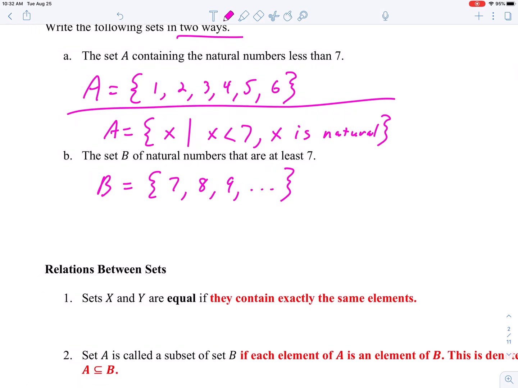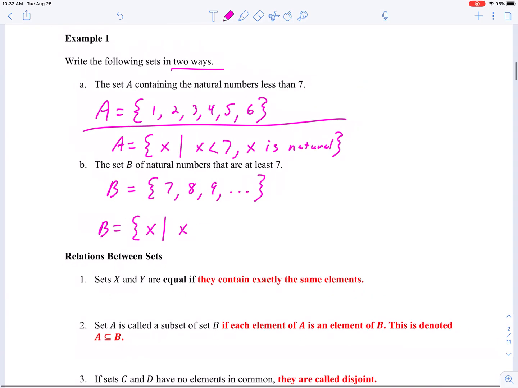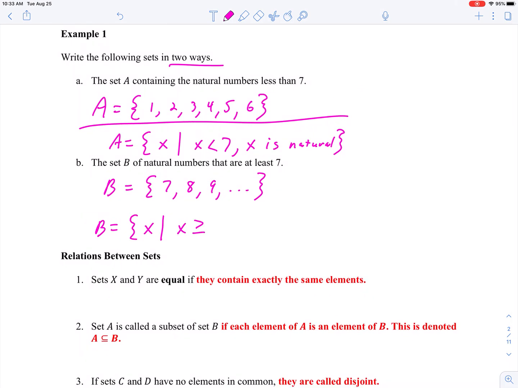Alright, second way to write it, as we did with the first one, we could write it in set builder notation. We could say B is the set of elements X such that X is greater than or equal to 7 and X is natural. There we go. Okay.